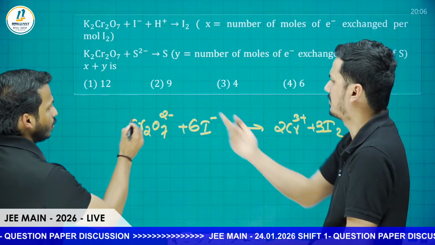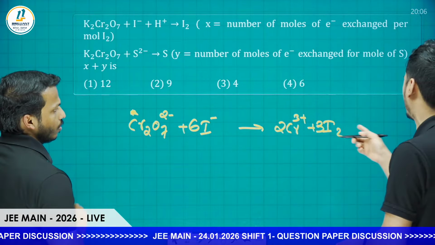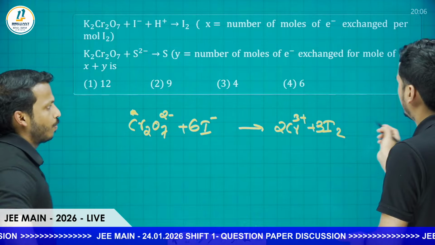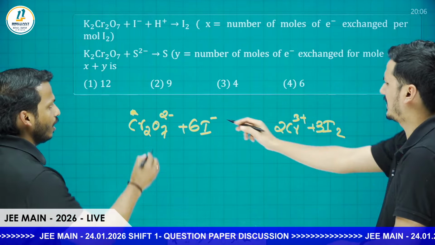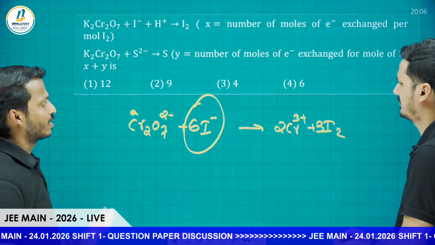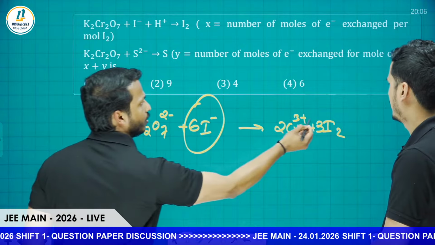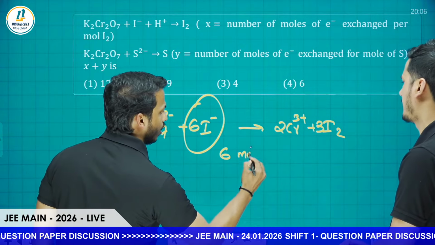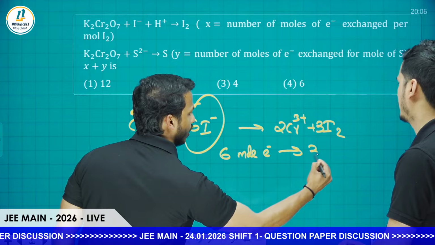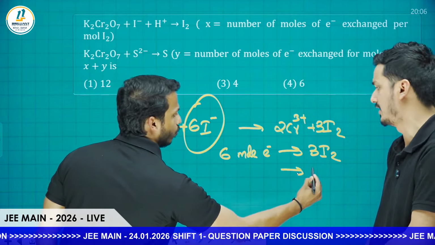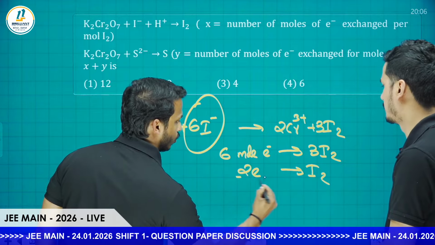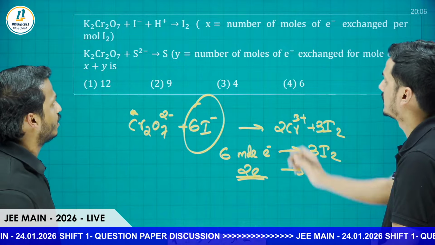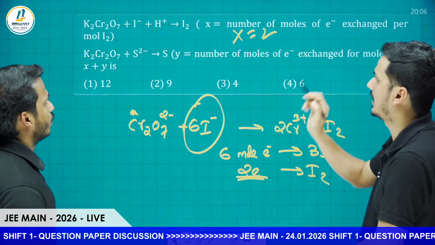If you want, we can write 7H2O, which will be 14H+ here. We can look only at the electron balancing, which is what they are asking. 6 I- to 3 I2 means 6 electrons are participating. For 1 I2 there will be 2 electrons. So X equals 2 electrons.